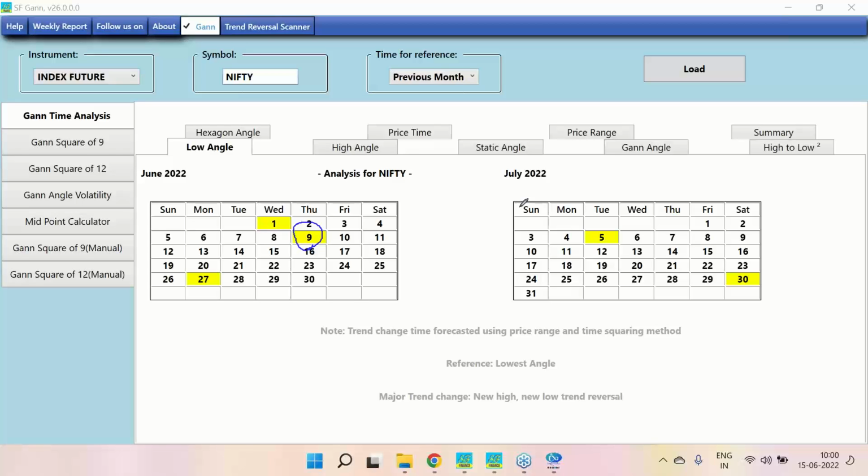Trade must be entered one day prior, because this is prior information. If you know tomorrow there is a trend reversal day, why should you wait for tomorrow? Today, in the last hour, you should initiate, and it must be hedged. Next day in the morning, if you are getting the trend reversal action, you must book the profit.